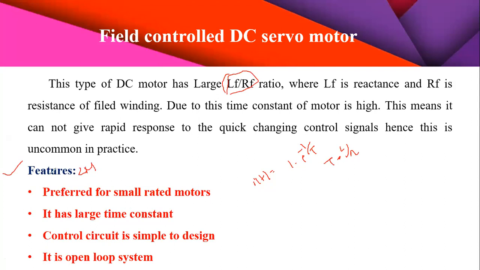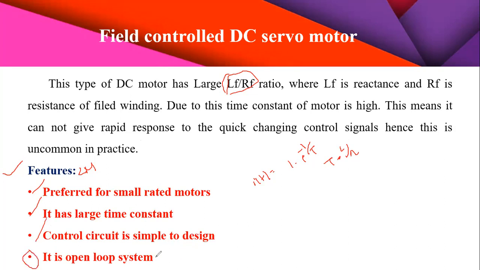The main features of the field control DC servo motor are, first, it is preferred for small rated motors. Why? Because the field winding has more losses, including iron losses and copper losses. That's why this type of servo motor is used for small rated motors. Next, it has a large time constant. Third, the control circuit is simple to design and it is an open loop system. So the fourth, you can see the fourth one.